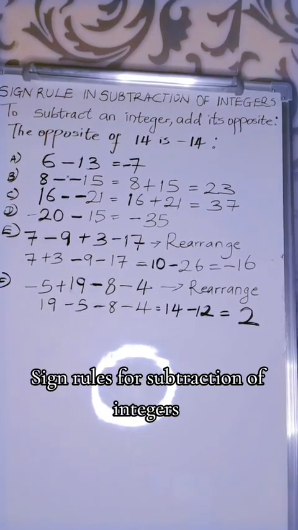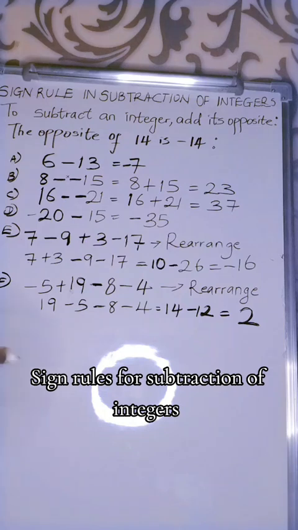Hi guys, so we are going to continue from where we stopped in the previous video. Today we'll be talking about the sign rule in subtraction of integers. To subtract an integer, add its opposite. The opposite of 14 is minus 14.